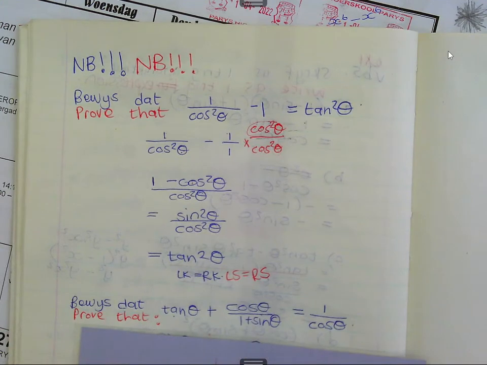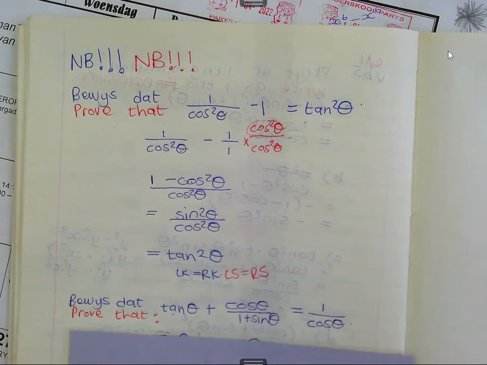Next up, prove that tan theta plus cos theta over 1 plus sin theta is equal to 1 over cos theta.